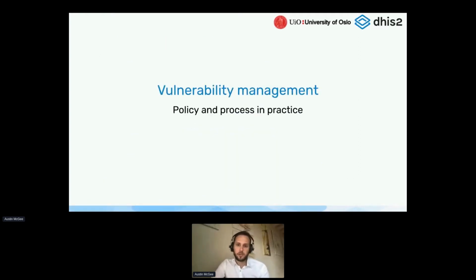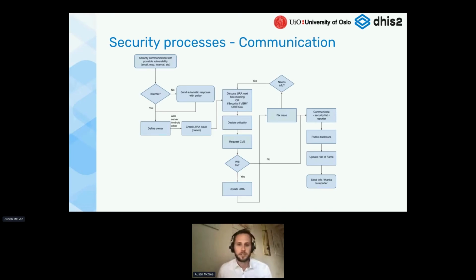So now I'm going to introduce the vulnerability management policy that we put into place at the beginning of this year and have had the unfortunate opportunity to put into practice a couple times already this year. So this is a rough outline of the process that we implemented and put together. And this is incomplete. It's been expanded since this was put together, but it's a representation of what goes on once a vulnerability is identified and communicated to the security team.